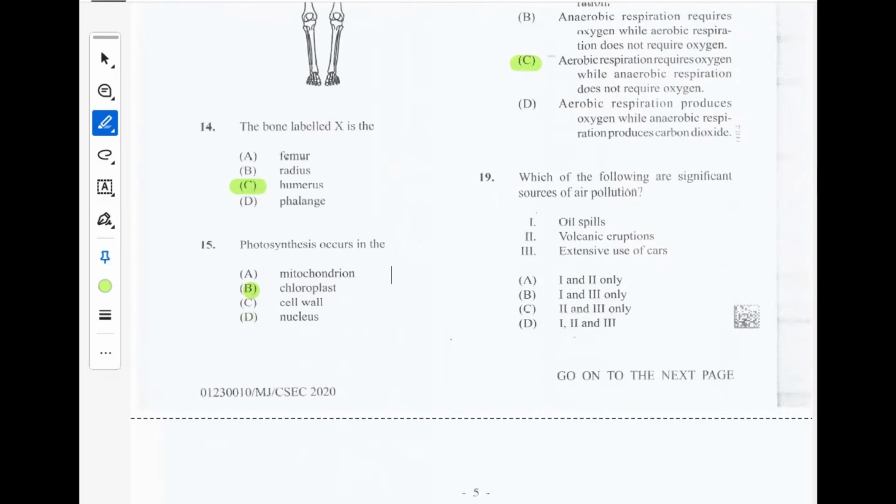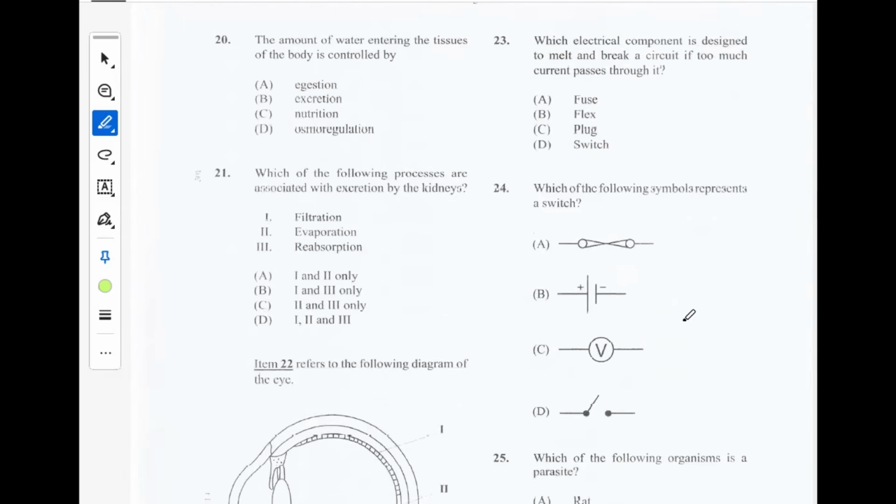Question 19. Which of the following are significant sources of air pollution? Oil spill, oxygen in water, volcanic eruptions, yes. Extensive use of cars, yes. So 2 and 3. 19 is C. Question 20. The amount of water entering the tissues of the body is controlled by osmoregulation. Regulation, the control of something to regulate, and osmo, meaning osmosis, water.